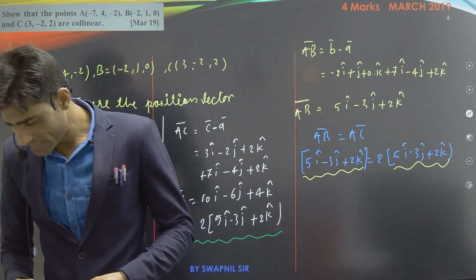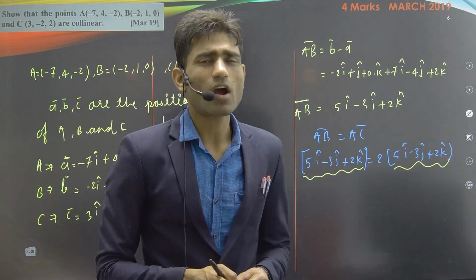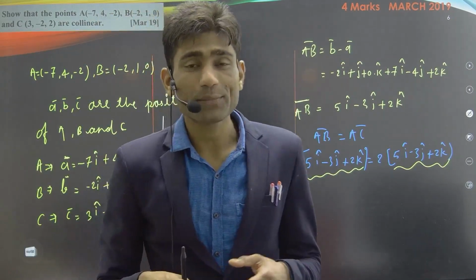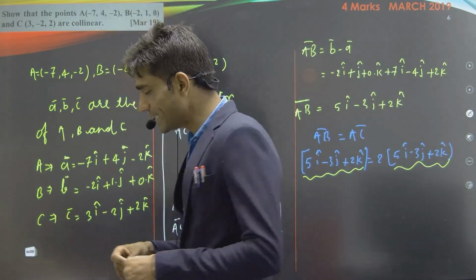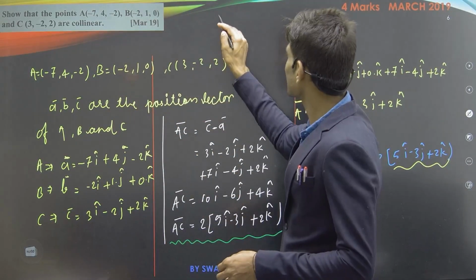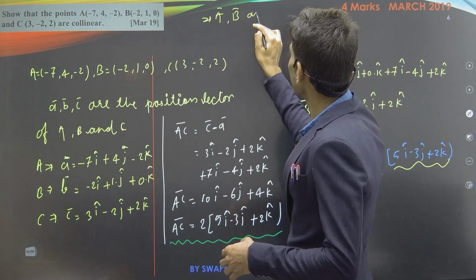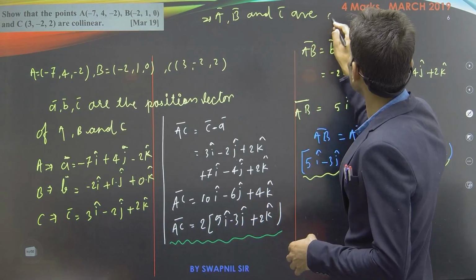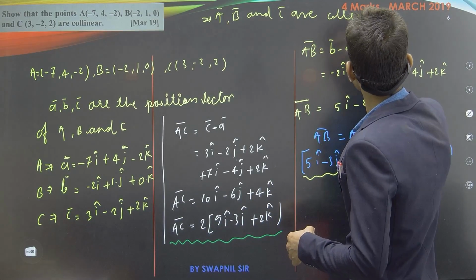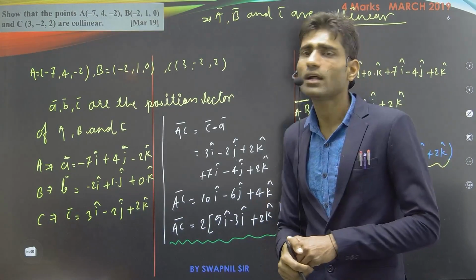That means AB bar and AC bar are parallel to each other or along the line. And if they are parallel to each other along the line, then we say that A bar, B bar and C bar are collinear. We say that these three vectors are collinear.